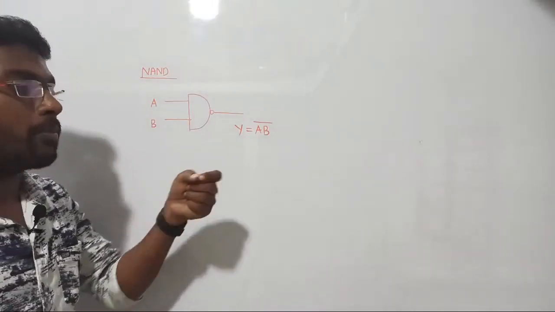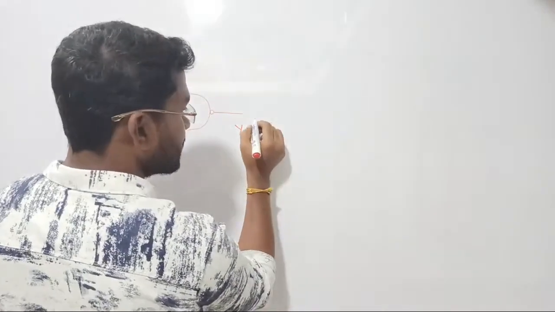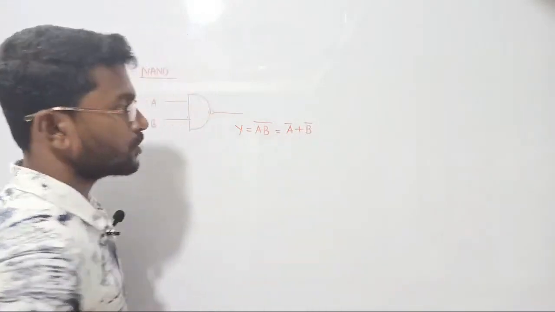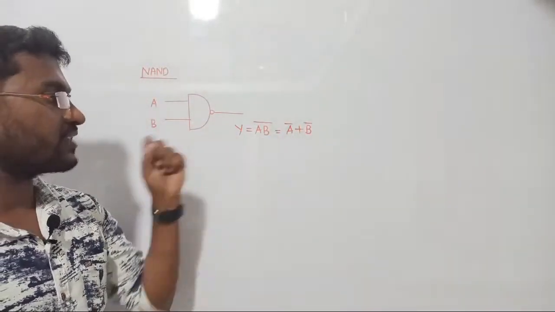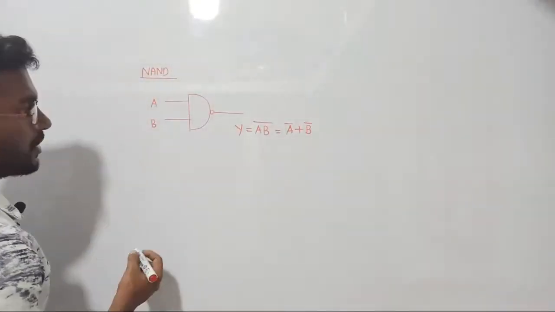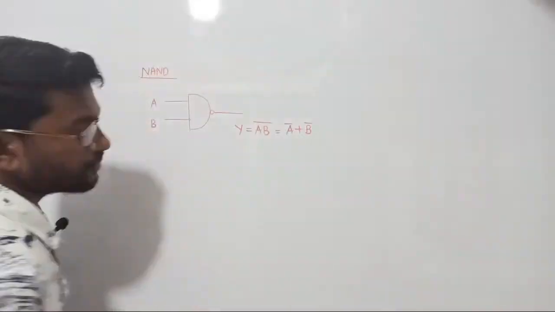Now according to De Morgan's theorem, this statement can also be rewritten as A bar plus B bar. Exactly, that is true. Do you all agree with me? Yes, that is correct. Anyway, let's start our journey. So from here I can say I'm in need of A dot B whole bar.